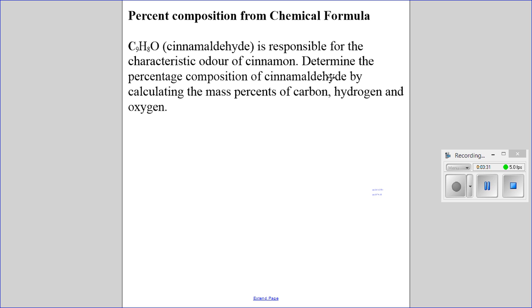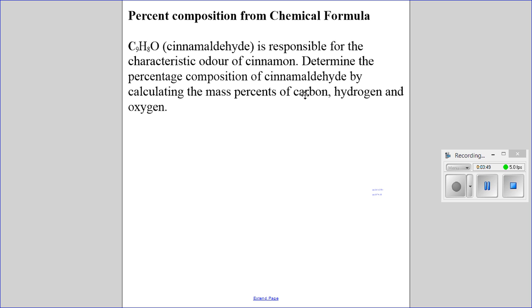Well, what if we don't have any lab data? Instead, we just have the molar mass. How can we turn that into a percentage composition? Now remember, percentage composition is percent mass. So how can we take this example here, where we have a compound that's responsible for the odor of cinnamon?